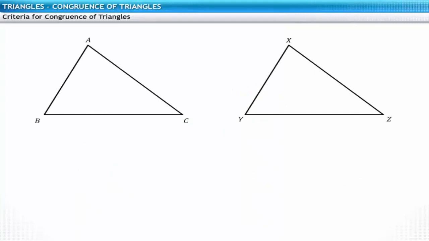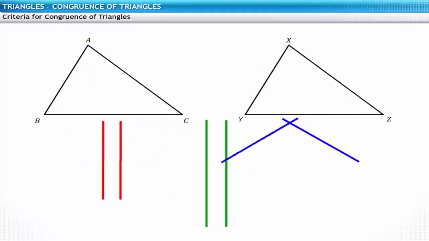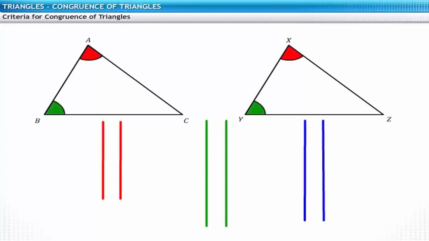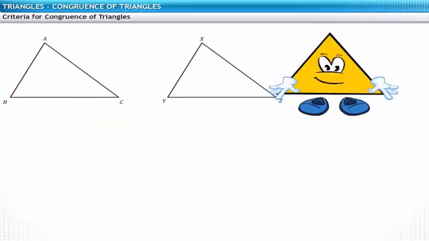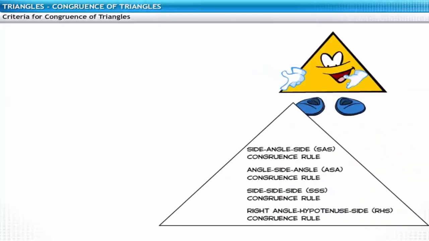Congruence of two triangles is defined based on different criteria. We know that two triangles are congruent if all the 6 parts of one triangle are equal to the corresponding 6 parts of the other triangle. You can also prove two triangles are congruent even if the 3 parts of one triangle are equal to the corresponding parts of the other triangle. We'll discuss the basic 4 criteria that state two triangles are congruent.